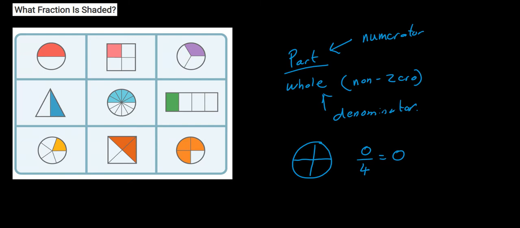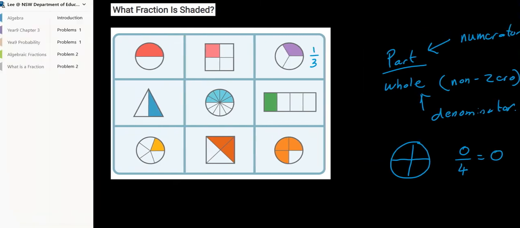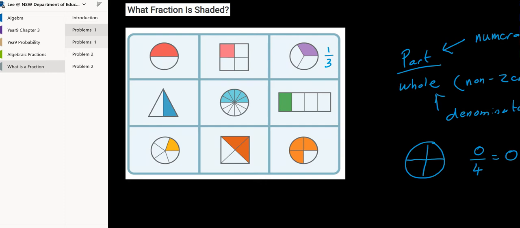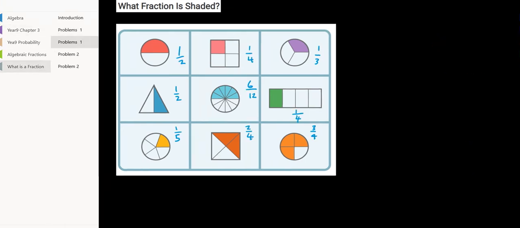I'll do this one, and this is just simply a third. Pause the video and off you go. Okay, so hopefully you've done that now. Let's have a look at the answers. This is a half, quarter, third, half, 6 over 12, 1 over 4 or a quarter, a fifth, 2 quarters, and a third.